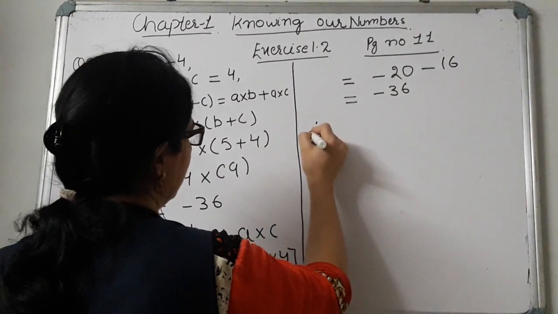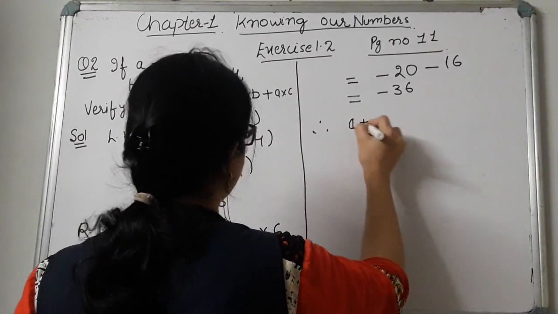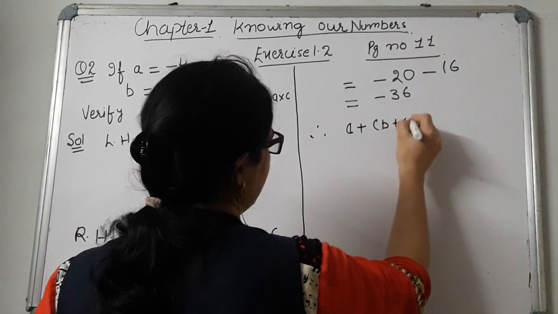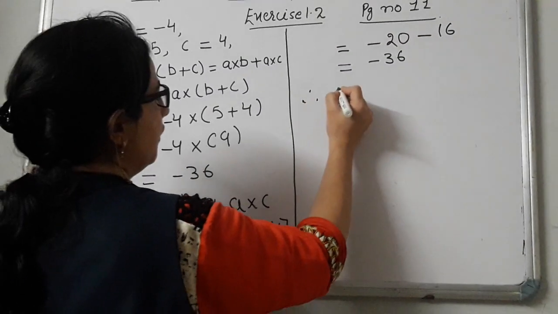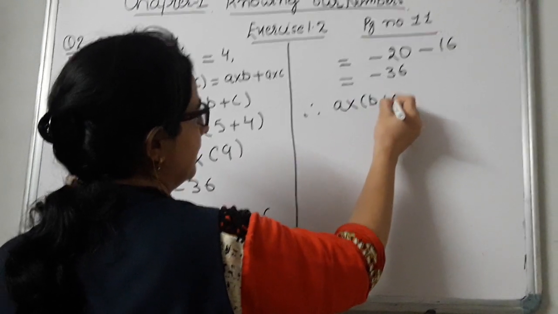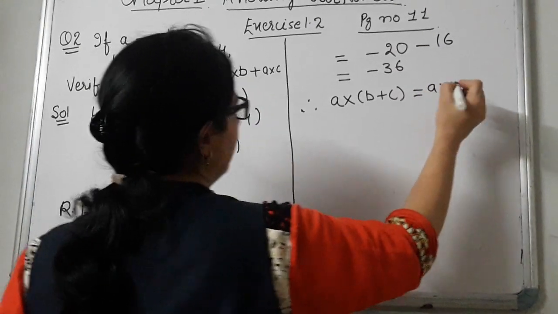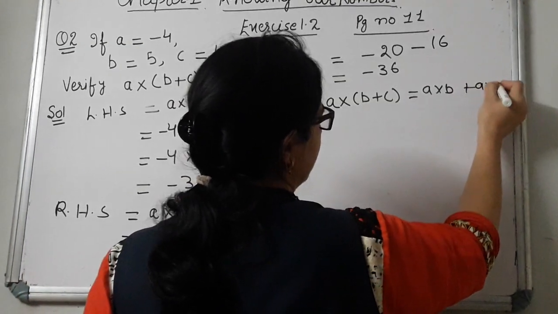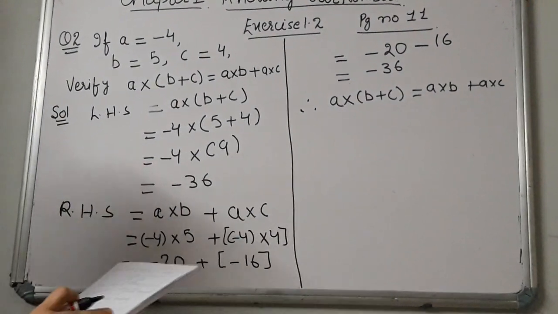Therefore A into (B plus C) is equal to A into B plus A into C. Okay, understood now? Now next question.